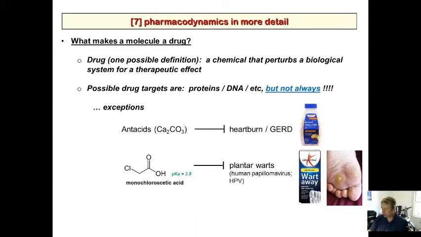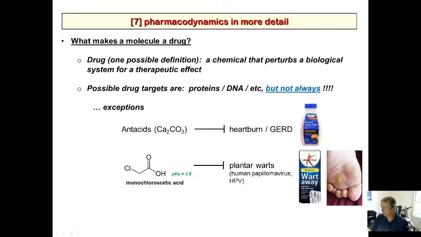Why does it work? Well, the pKa is 2.8, and that's not quite sulfuric acid. It's more acidic than acetic acid, but it's not super acidic like sulfuric acid. So this might be a sweet spot of acidity to do the damage to the HPV, but not to actually destroy your foot.